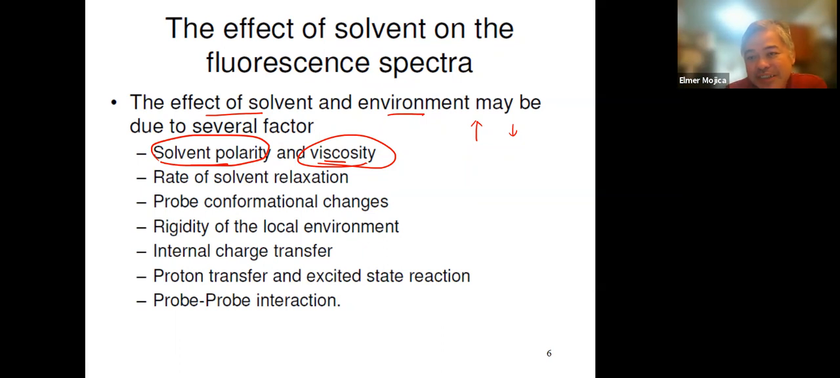Why? Well, depending on the polarity of your sample, it's going to behave differently at different polarity. Pag viscous yung sample mo, anong mangyayari? Hindi siya agad ma-excite, di ba? Kasi maapektuhan siya ng environment. So you can also have the rate of solvent relaxation. Okay? You can probe conformational changes. You can determine the rigidity of the local environment. You can also look at the internal charge transfer. You can also look at the proton transfer and the excited state reaction. Or you can look at the probe-probe interaction, the one that I told you. You tag it.